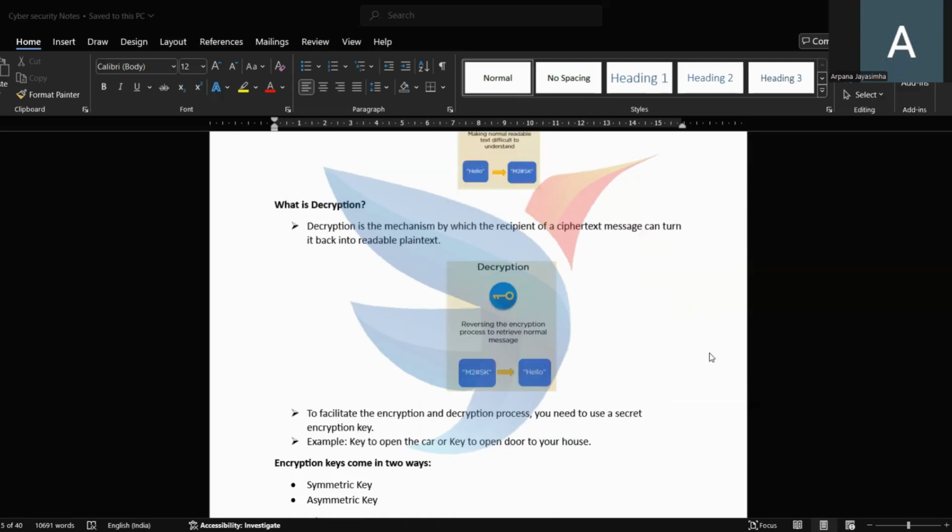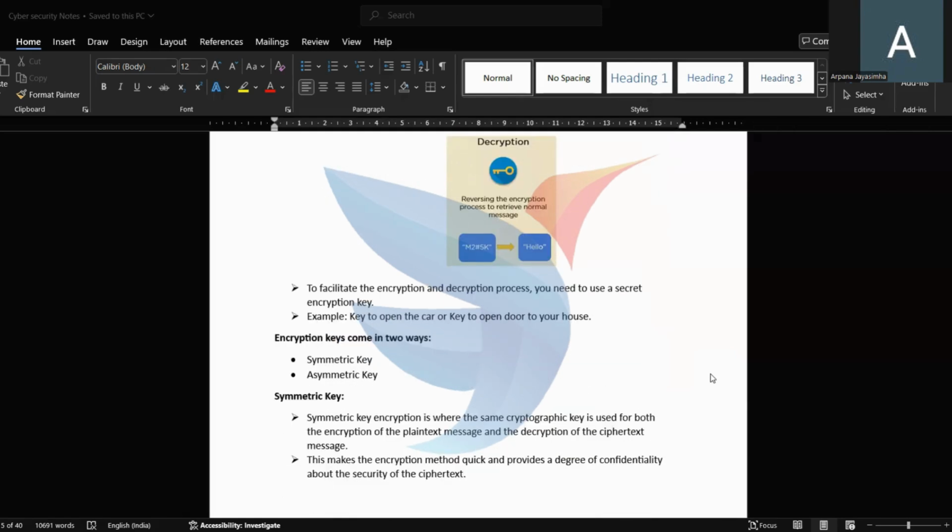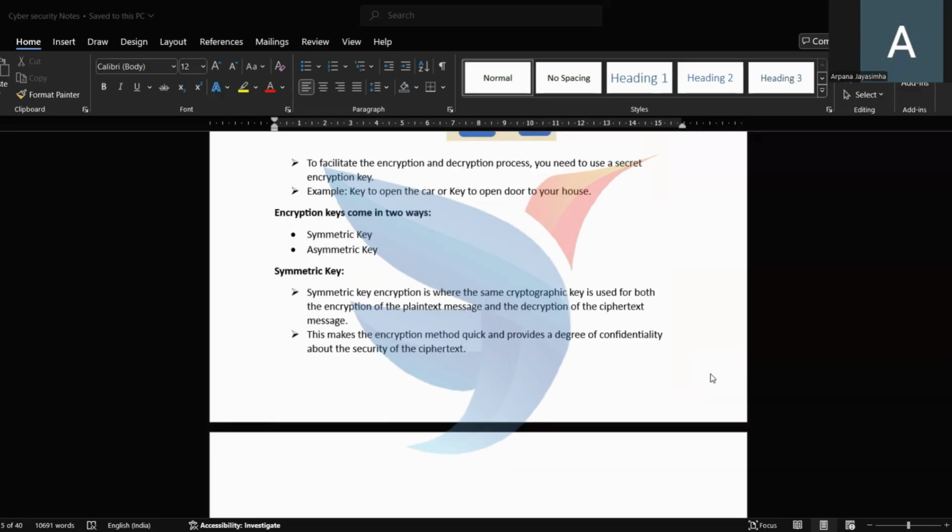So to facilitate the encryption and decryption process, you need to use a secret encryption key. For example, we need a key to open the car. Similarly, to get into your house which is locked, you need a key to open that door. So encryption keys come in two ways. One is symmetric and the other one is asymmetric.